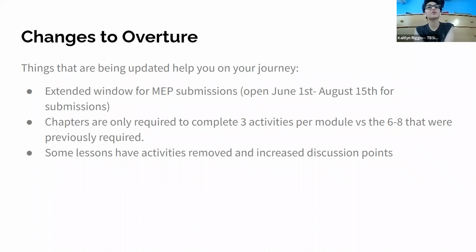In addition, chapters are only required to complete 3 activities per module now instead of the 6 through 8 that were previously required in past iterations of Overture. And some of the activities that were previously required have been adapted to be completed as discussions with your membership class rather than activities themselves. So this should help you in your planning process and make it a little bit easier to fit MEP lessons into 90 minutes if that's something you're looking at while you're planning. Also, you'll feel less pressure to cut short good productive conversations you're having with your membership class in order to get your whole lesson in.